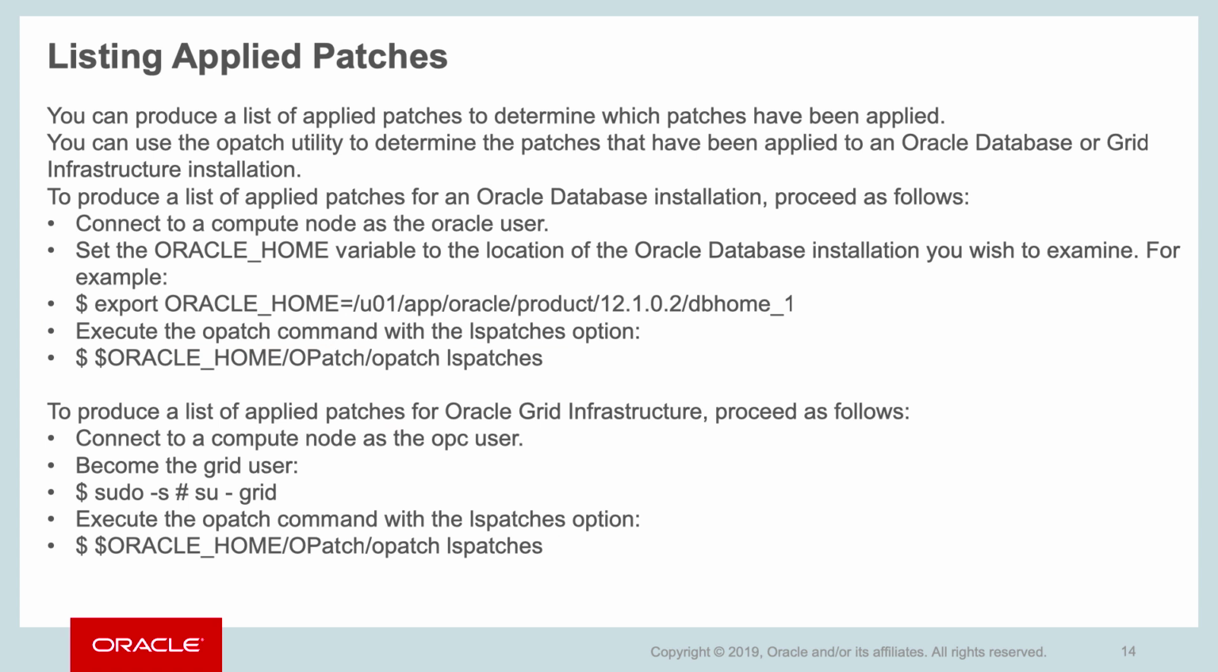Once you have applied patches, for listing any kind of applied patches, you can use the opatch utility, which is available within both the grid infrastructure as well as the database home. For doing that, you connect to the compute node and log in as the oracle user. You can set the ORACLE_HOME variable to the location of the database installation you wish to examine, and if you have multiple database homes, you can set that using the export command, or you can use ORAENV to set the environment. Under ORACLE_HOME, you have an OPatch directory which has the opatch binary executable. With opatch lspatches, it will list out all the patches applied in the environment. You can do the same thing with the grid user: go to the grid home and use opatch lspatches, and it will come up with the list of applied patches for the environment.